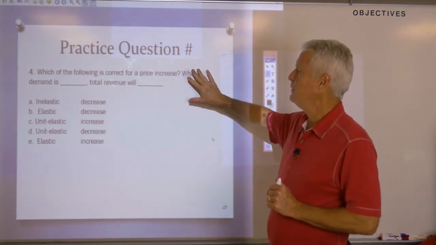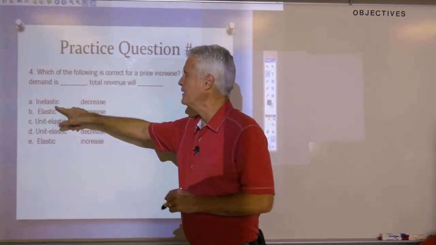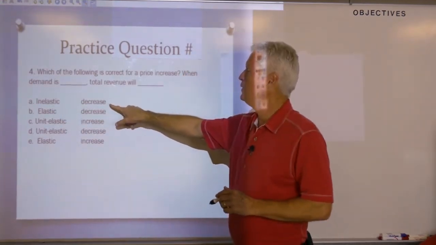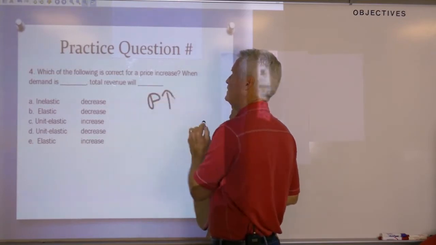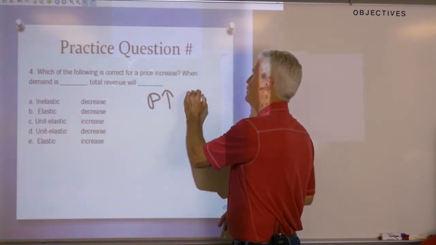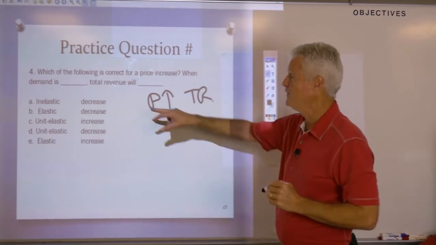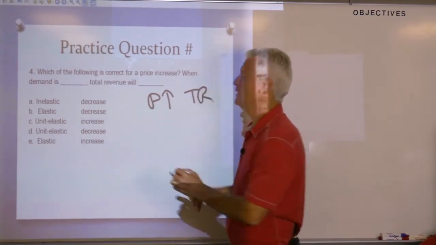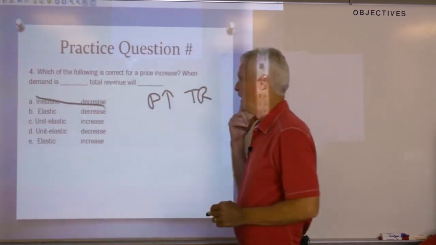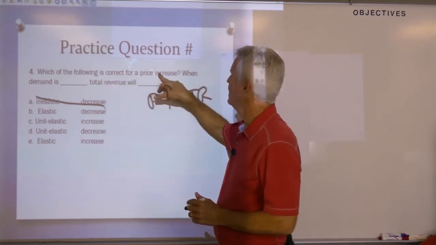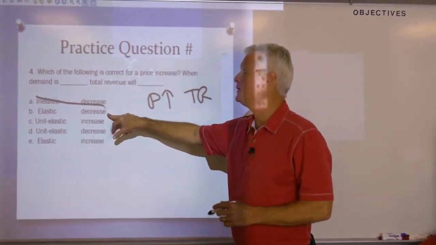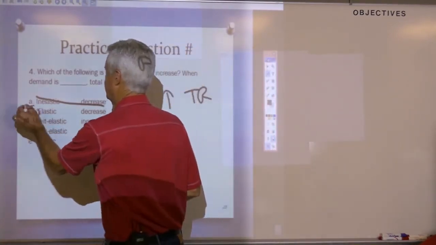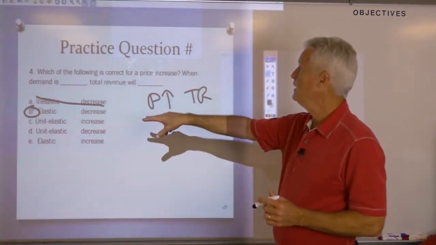All right, if demand is inelastic, total revenue will decrease. Now remember, we're going price increases, then total revenue. Well, if it's inelastic, it's going to increase, so that's wrong. Okay, so price increases. If it's elastic, total revenue will decrease. Pretty sure that's correct. Okay, C.